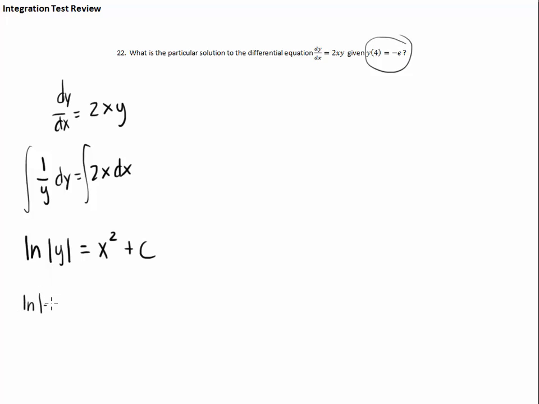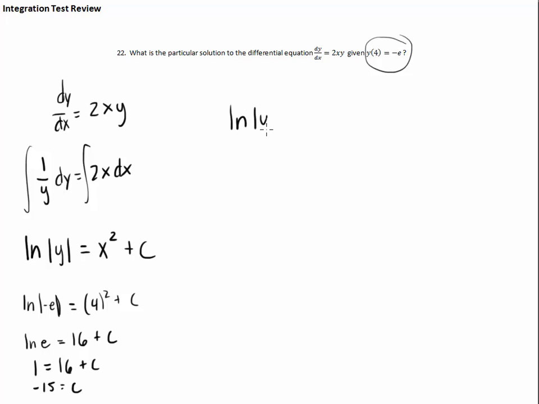So I have the natural log of the absolute value of negative e equals 4 squared plus c. Natural log, absolute value of negative e is positive e. I can now get rid of those absolute value signs, so it's just positive e. Natural log of e is equal to 16 plus c. Natural log of e is 1. So subtract 16 from both sides, I get negative 15 is my c value.